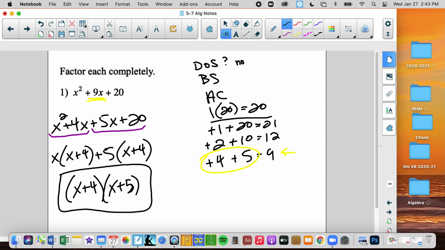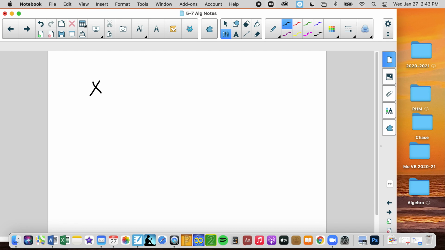Let's try another one. Let's try x squared plus 8x plus 4x.